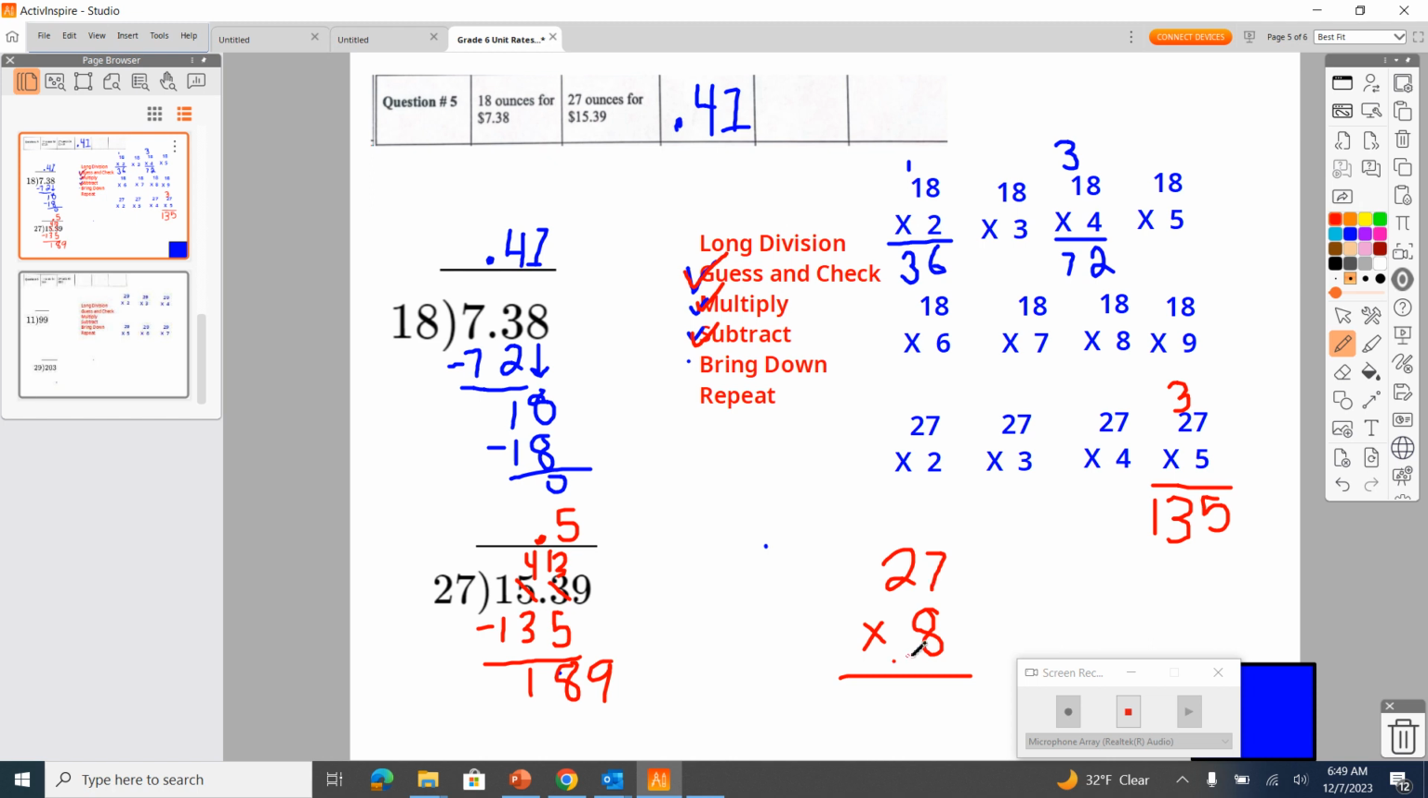So 7 times 8 is 56. 6 here, 5 here. 8 times 2 is 16, 17, 18, 19, 20, 216. That is too large. So now I'm going to guess and check 27 times 7. Notice I'm leaving my work there in case I needed it at some point.